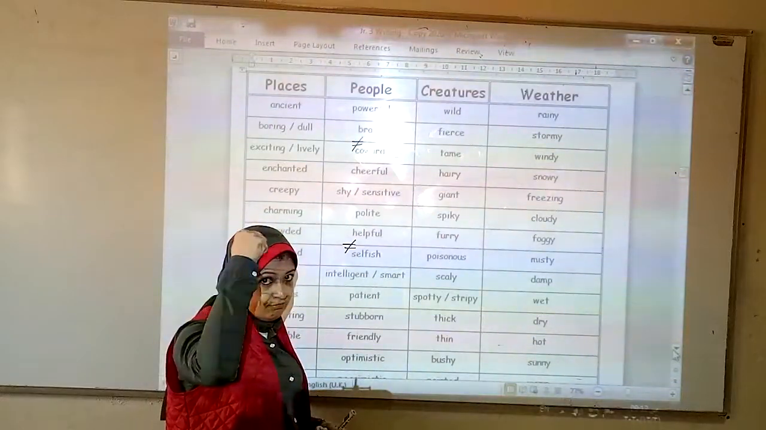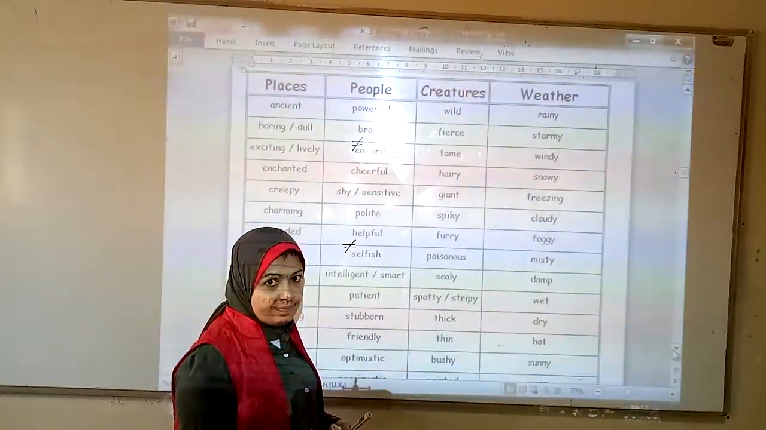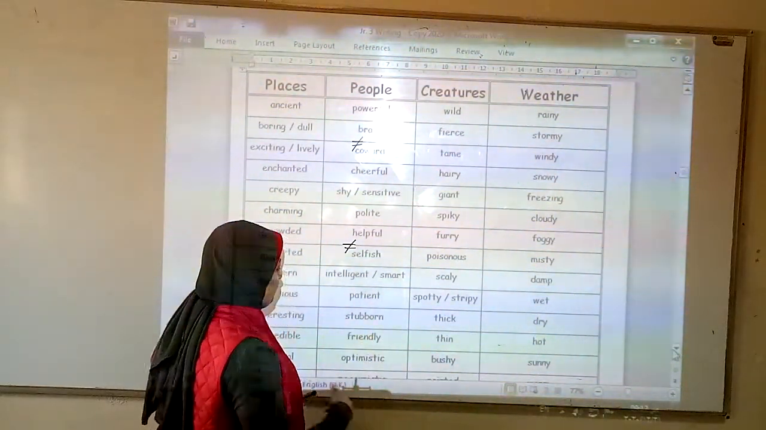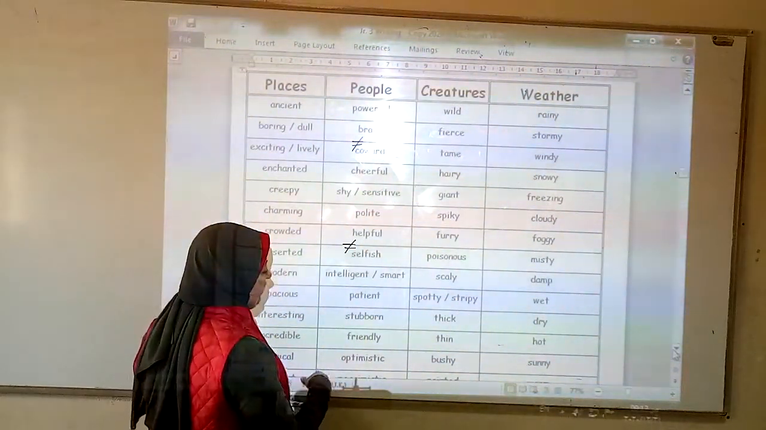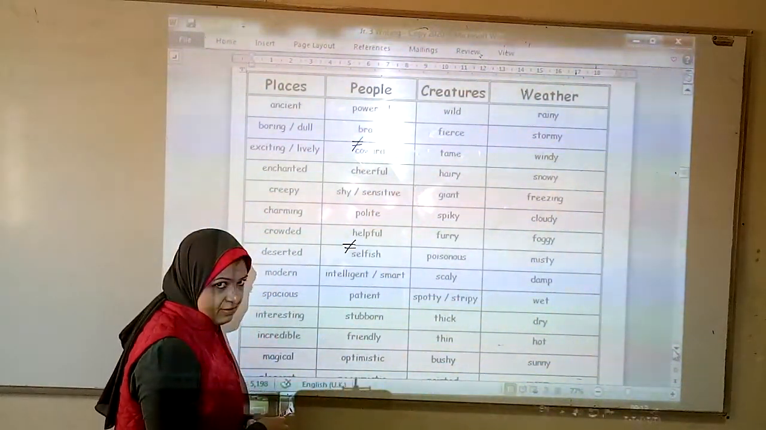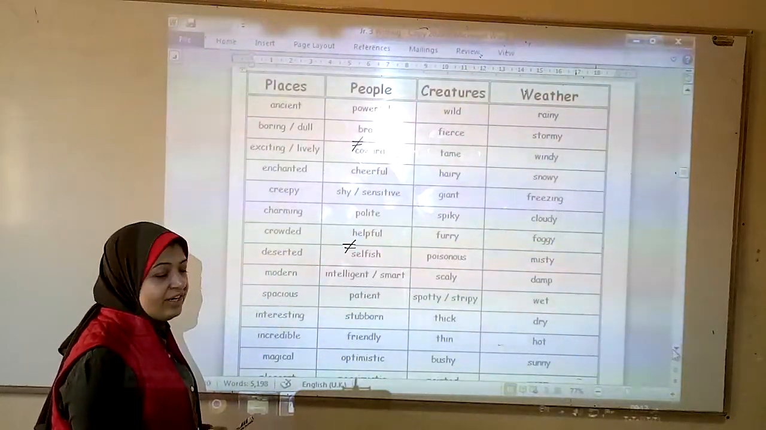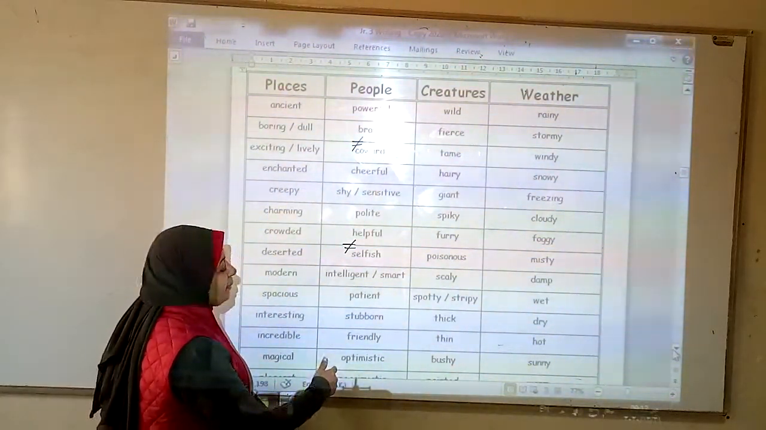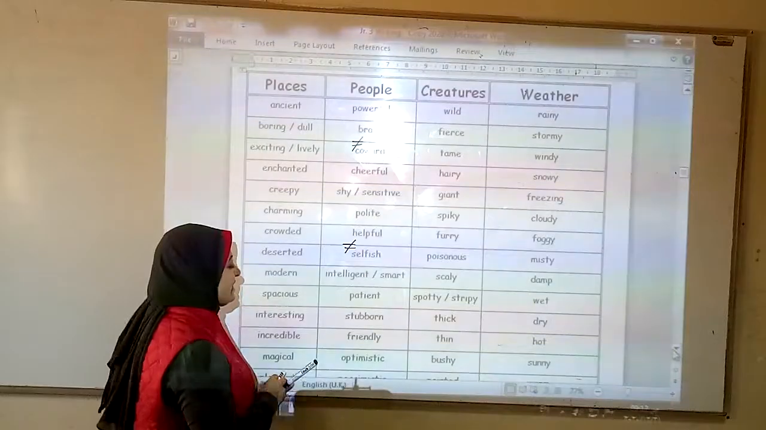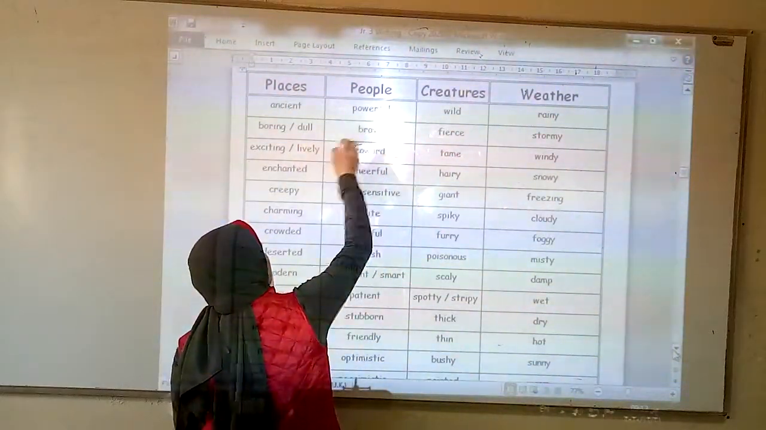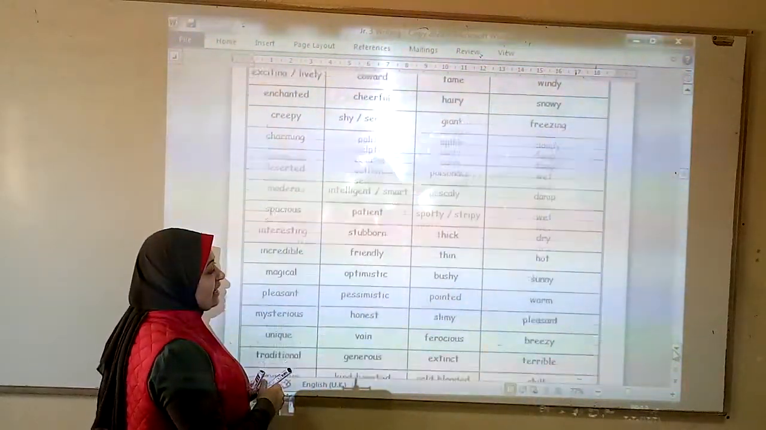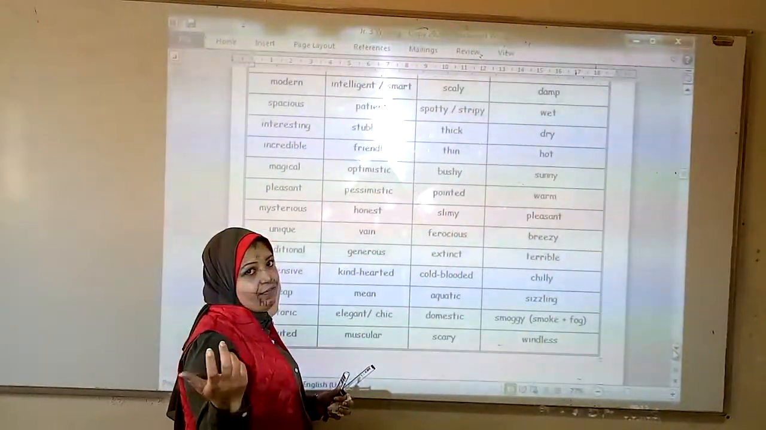Stubborn, rock-headed, you can't keep discussing anything with him. Friendly, can talk with you in a friendly way. Optimistic, can see the good side of everything.